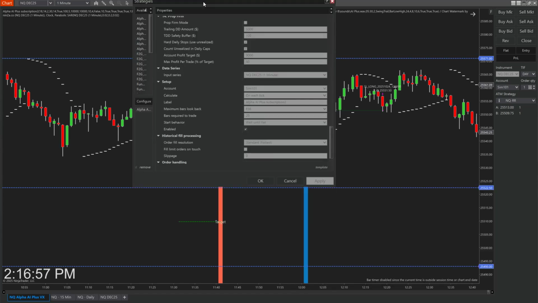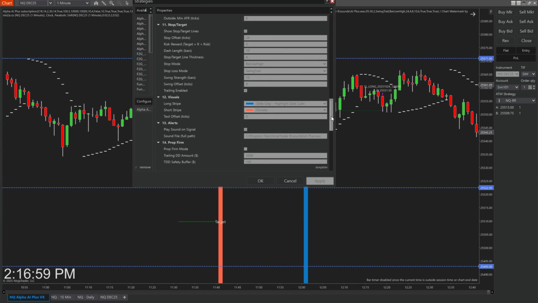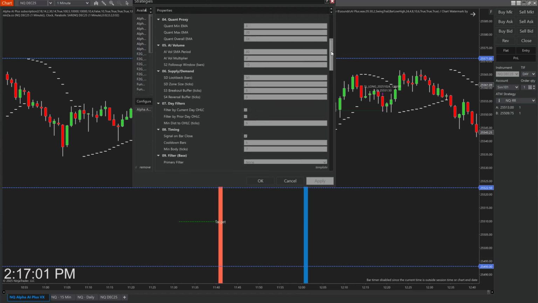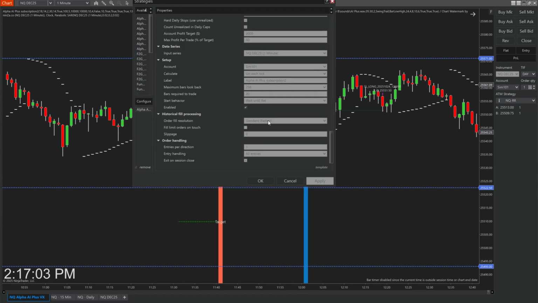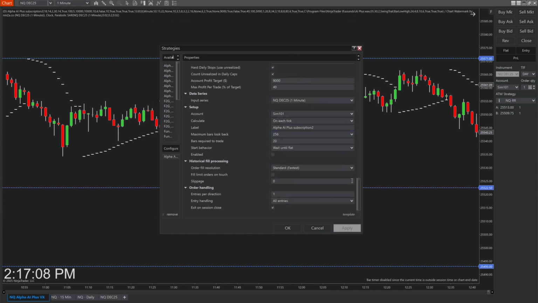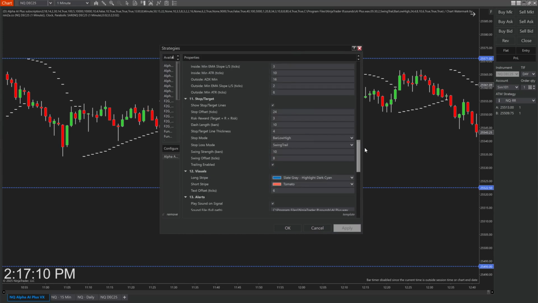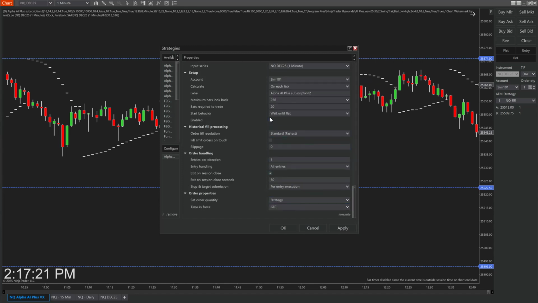If we change it now, one second here. If you change this to be, let's say, swing, change the stop loss to be swing, and we make this like, let's say, 20 bars, swing by the offset of 8. Let's see how the stop loss is going to be now.